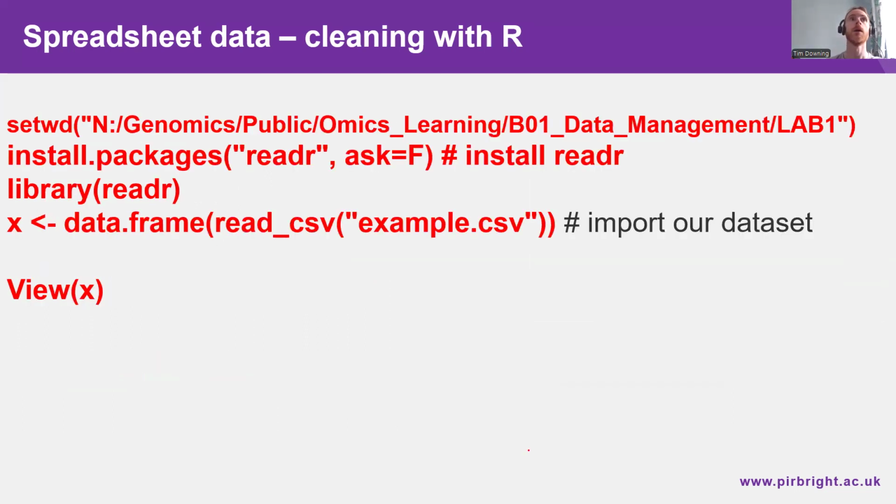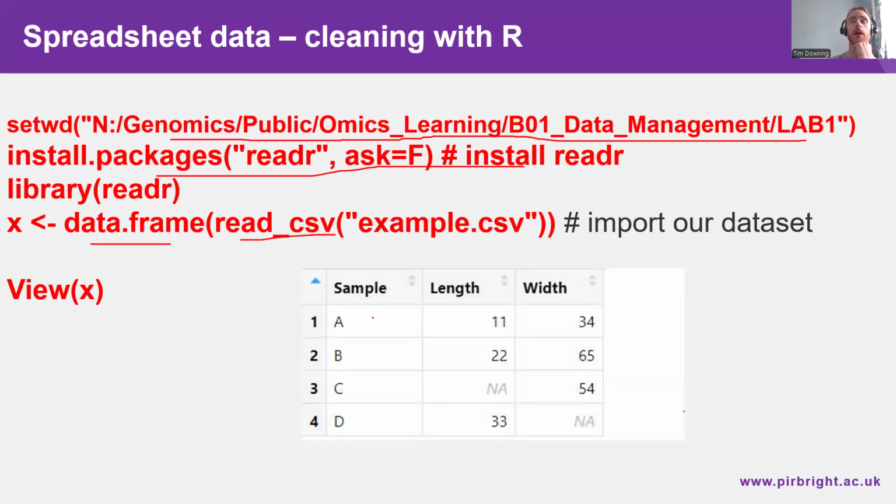What we're going to do is set our working directory. So we've got the N drive, public, omics and learning, B01, lab 1. We're going to install this package called readr, which allows us to use this function read underscore csv, our example data. We're going to import that as a data frame and view it. And if you do that, you'll get this small set of data, a very small table.